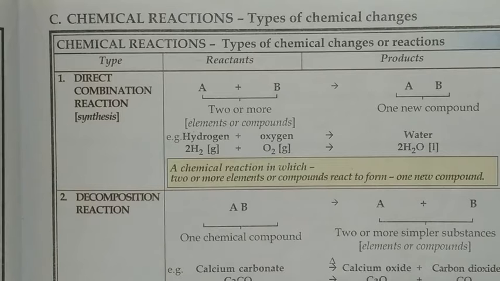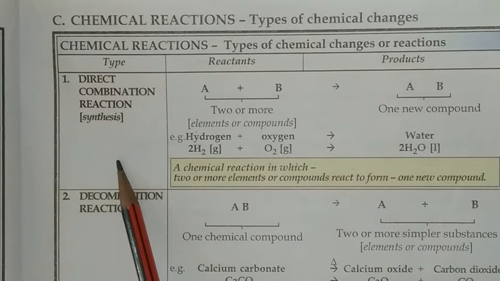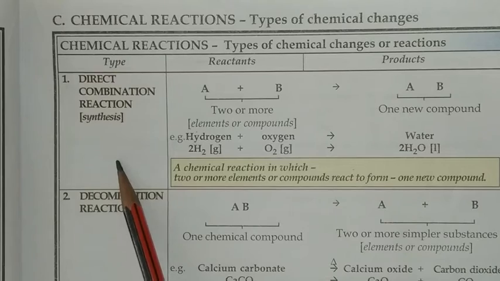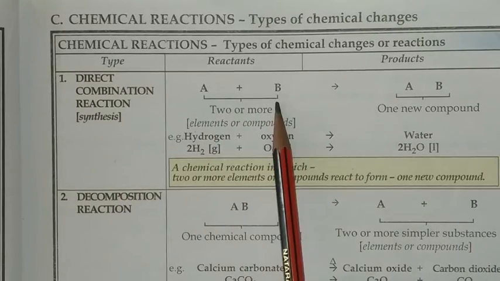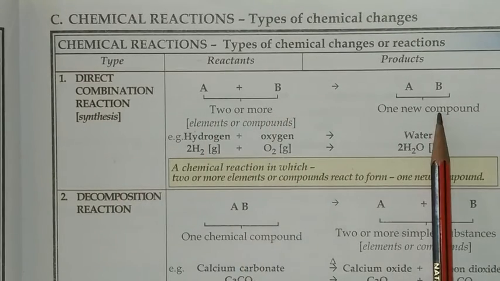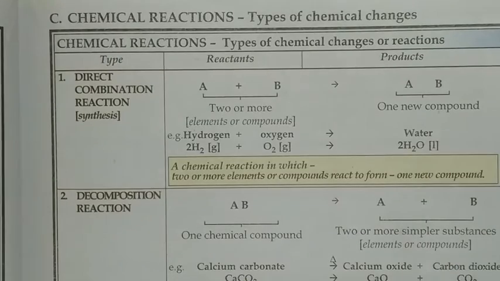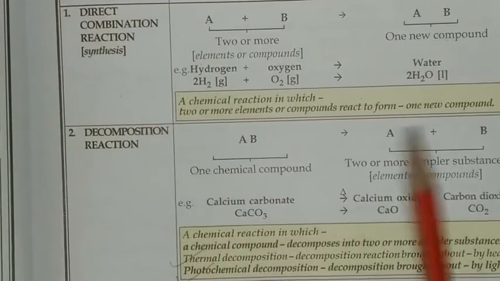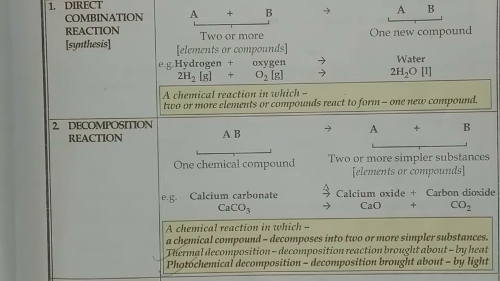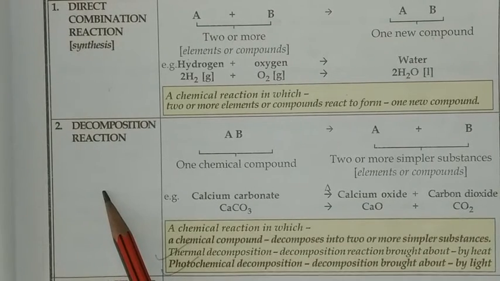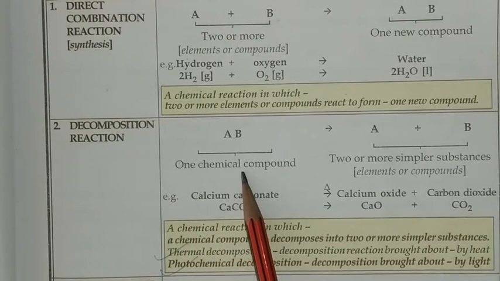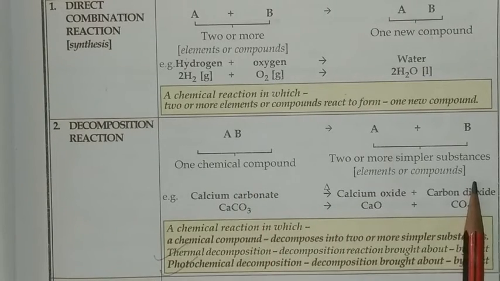Types of chemical changes or chemical reactions. First is direct combination reaction. In this type of reaction, two compounds combine together to form one compound. Decomposition reaction. In this reaction, one chemical compound decomposes to form two or more simpler substances.